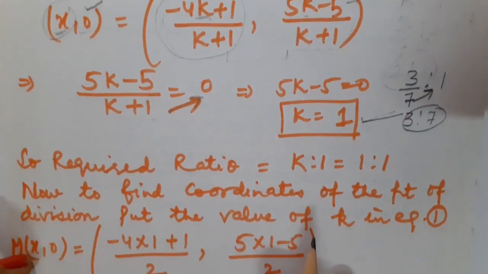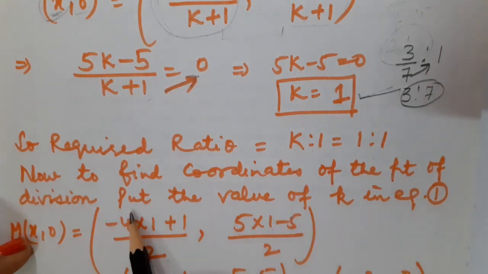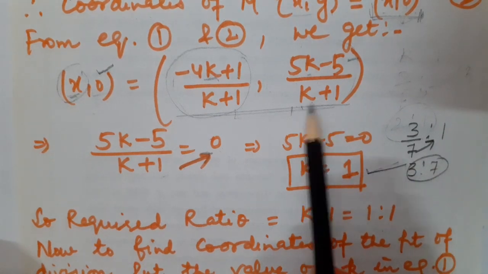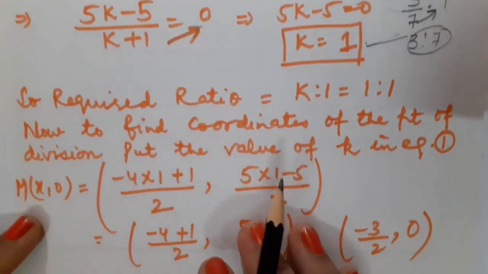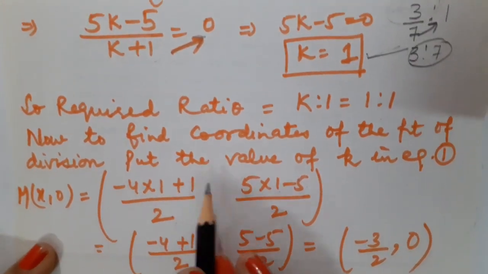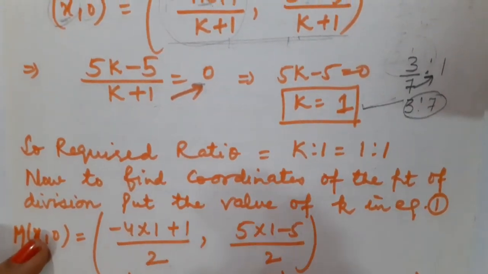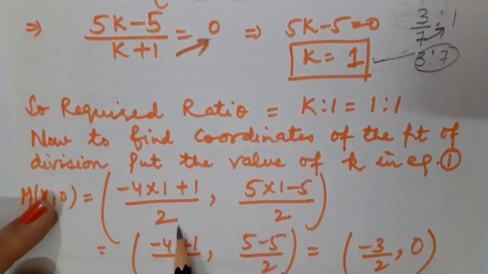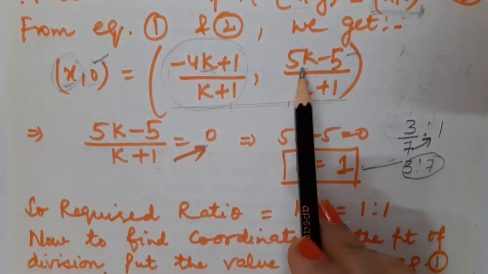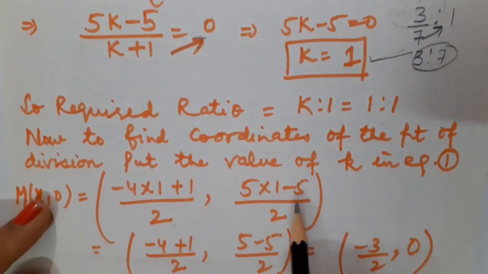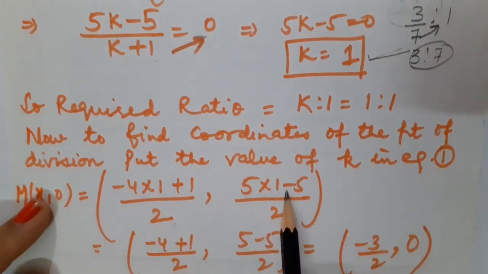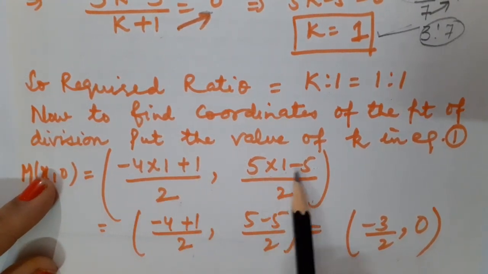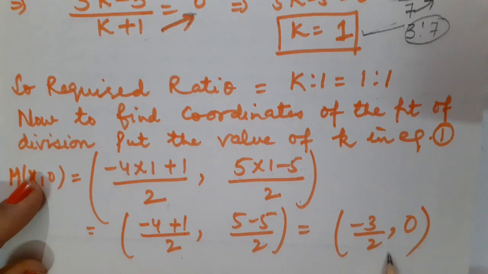Fine. So as we have to calculate the coordinates also of the point of division, and we know that these are the coordinates of the point of division, you know the value of k, just put the value over here. So it would be M (x, 0), that is, put the value of k: minus 4 into 1 plus 1 upon 2, comma, 5 into 1 minus 5 upon k plus 1, that is 1 plus 1, 5 into 1 minus 5 upon 2. Fine. So this is minus 4 plus 1 upon 2 and 5 minus 5 upon 2. That is minus 3 upon 2 and 0.